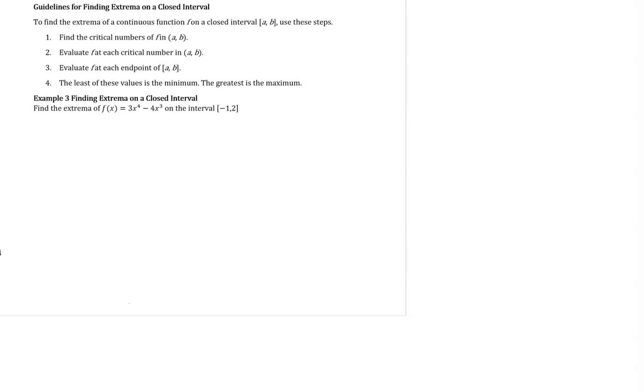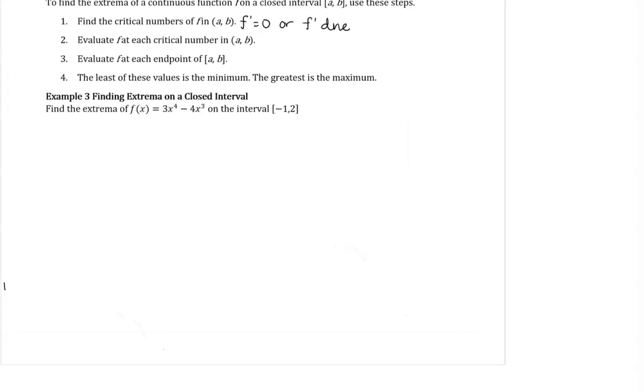We are going to discuss how to find extrema on a closed interval. We have guidelines here, and we're going to go through these guidelines with example 3. We begin by finding the critical numbers of the function in that interval. Here is our function, and we are working on the interval from -1 to 2. In order to find our critical numbers, we need to find the derivative and look for where the derivative is equal to 0 or where the derivative does not exist.